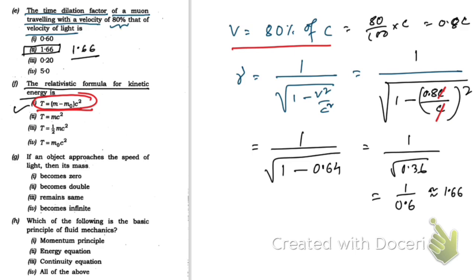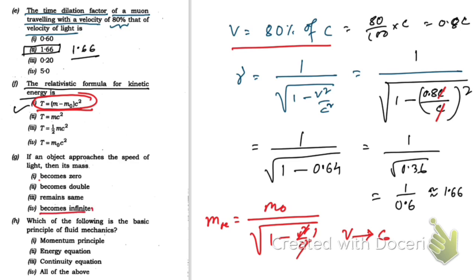If an object approaches the speed of light, then the mass becomes the relativistic mass m_r, that is given by m naught, that is the original mass, divided by root over 1 minus v square by c square. If v approaches c, then this is going to be equal to 1, and 1 minus 1 is 0, so m naught divided by 0, that's going to be infinity, right? So that should be the option, right?